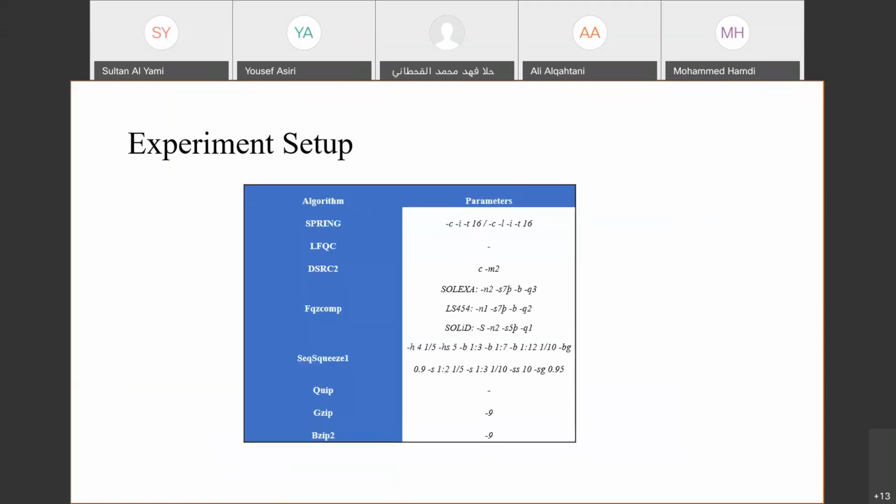We use the latest and the state-of-the-art tools to compare against, plus gzip and bzip2. For each tool used in our comparison, we use the parameters suggested by its creator. This parameter combination delivers the best compression ratio. Some tools have different sets of parameters that are designed to work best on different sequencing technologies.